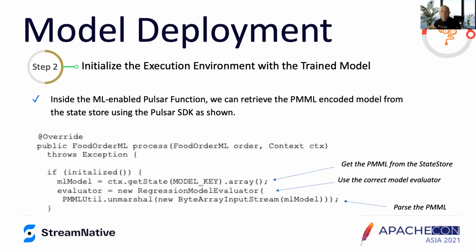So step number 2, inside the Pulsar function, you can then retrieve that value using a get command. There, you can see in the line, use the get state command from the Pulsar function context. In this case, the model key is predefined, so we use ML model as we used in the previous one, and we retrieve those values. Then we can immediately pass those values into a regression model evaluator, because we know it's a linear regression model. And using the library's built-in feature, it can parse that PMML automatically for you, and then unmarshal the bits, and instantiate that evaluator object.